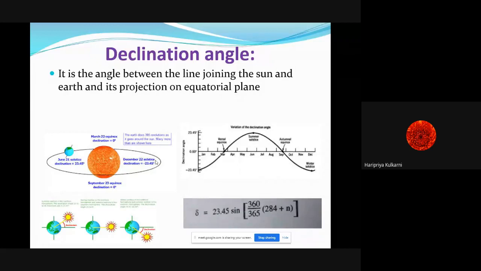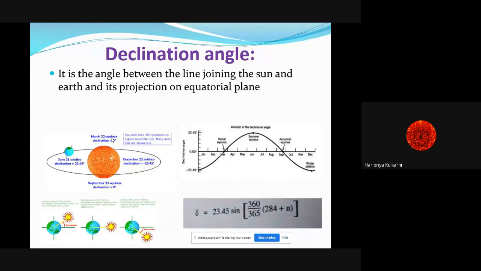So earth is rotating around its axis as well as around the sun. On 22nd of December, we have the declination angle as minus 23.45 degree. So the position of the sun and earth is somewhat like this, with this angle as 23.45. Whereas on 21st June, we have positive 23.45 degree. This is the largest declination angle that we get throughout the year. This is the positive peak and this is the negative peak point.